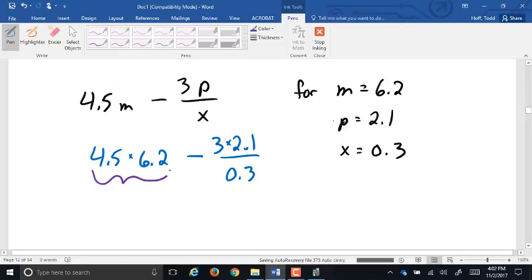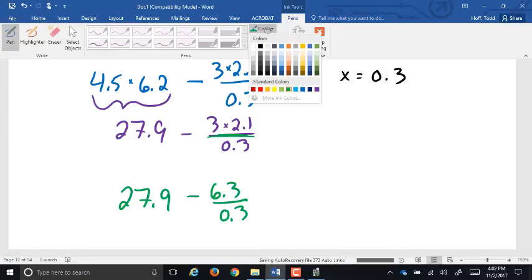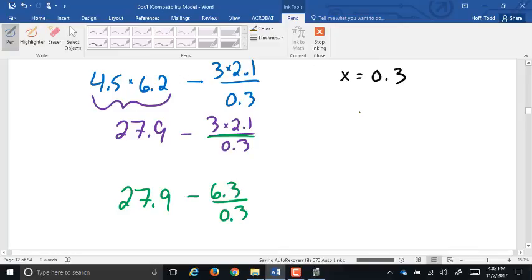I can multiply. 4.5 times 6.2 is 27.9. Good. Now over here in the fraction, I have multiplication and division to do. Remember, this is kind of like an enclosing symbol. I have to do the top first. What is 3 times 2.1? 6.3. Good. Now I can divide 6.3 divided by 0.3.